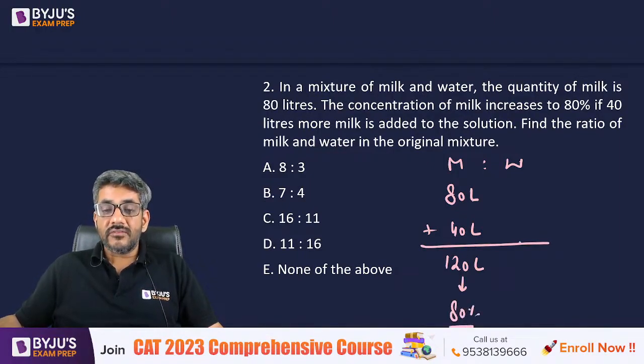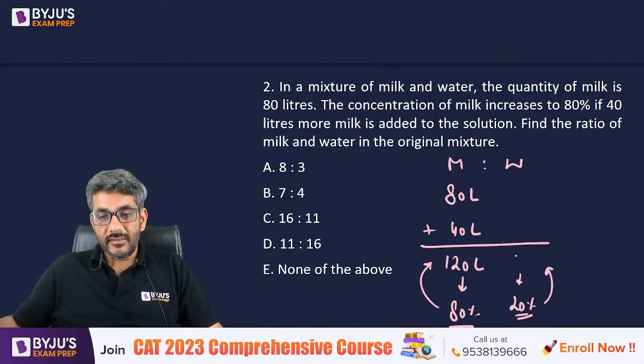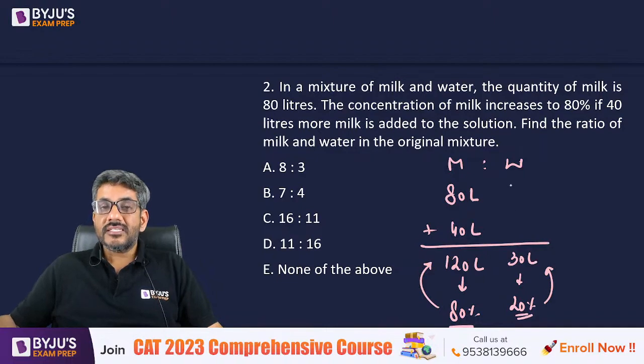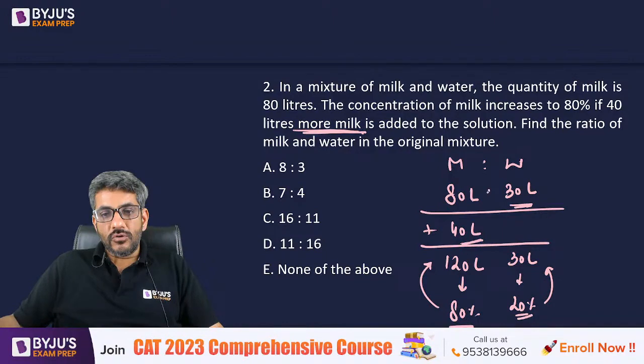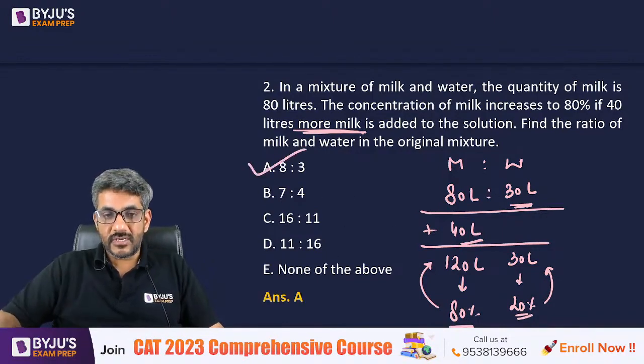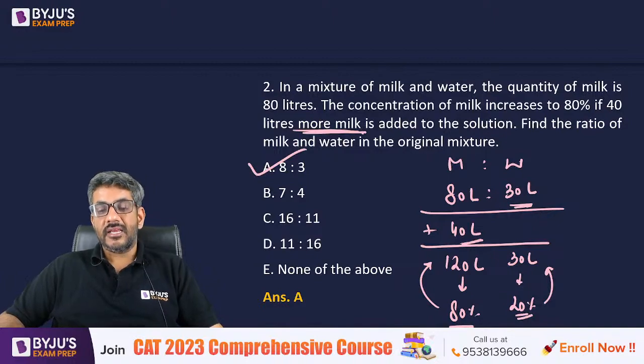If 80% of the mixture is milk, that means the remaining 20% has to be water. And if 80% is 120, what is 20%? It is 1/4 of 120. That means 30 liters. इसका सीधा सीधा मतलब ये है, in the original mixture 30 liters was water because the second mixture had only milk. More milk was added, water was not added. So in the original solution, milk and water were 80 and 30. That means the ratio was 8:3. So option A is the correct answer.